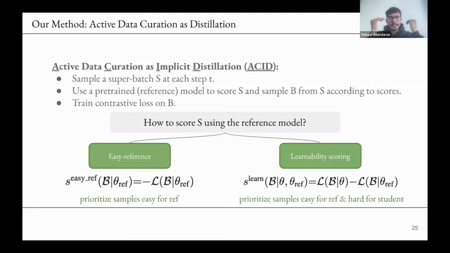Note that these scoring methods have been explored in prior literature under different settings. But they seem to be working very well under our contrastive pre-training setting, as I will show in the results in a few slides. This is essentially the bulk of the scoring methods that we use for the sampling of the mini batch from the super batch.